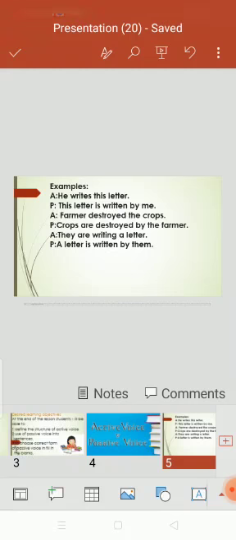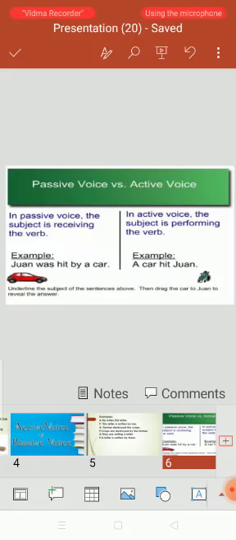So you have understood from these examples that active sentences follow the normal sentence order, and in passive sentences the order is opposite to the normal sentence. Passive voice versus active voice. First of all, we will learn about passive sentences. In passive voice, the subject is receiving the verb. For example, "John was hit by a car."